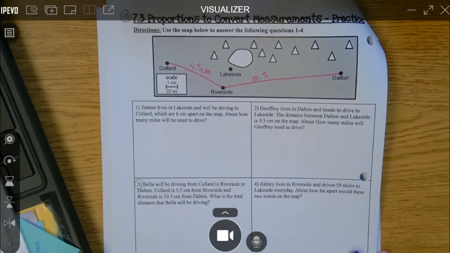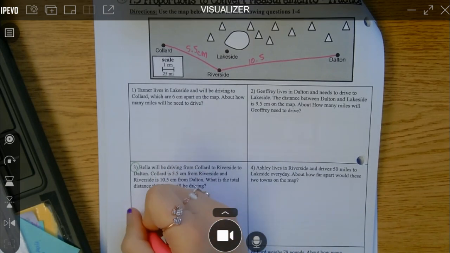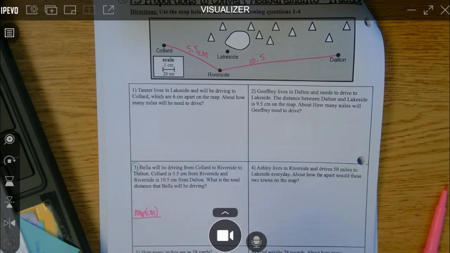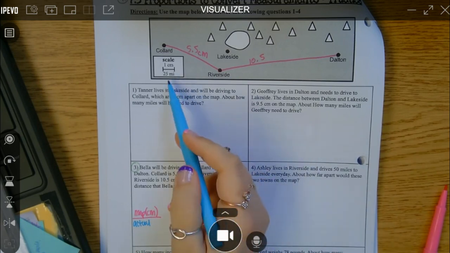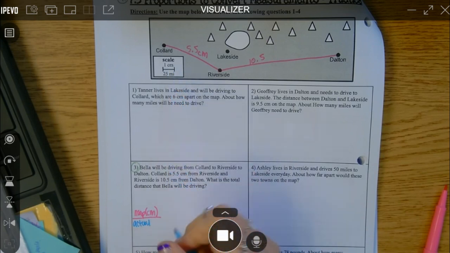One thing that we do when we're dealing with map problems is I always put the map, which is dealing with centimeters. If it's a unit of centimeters, we know it's on the map. And then actual distance. In real life, we're talking about probably, look at the key right here, miles. So 1 centimeter is equal to this many miles in real life.